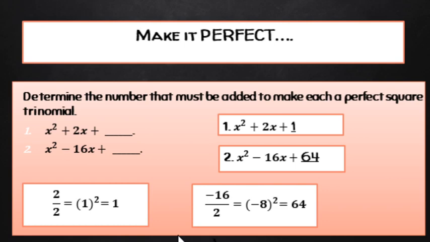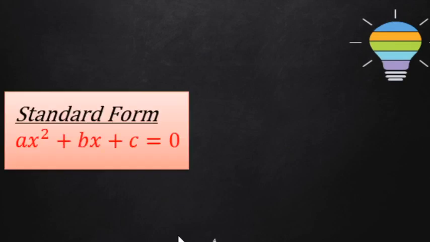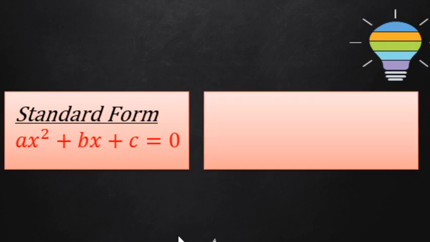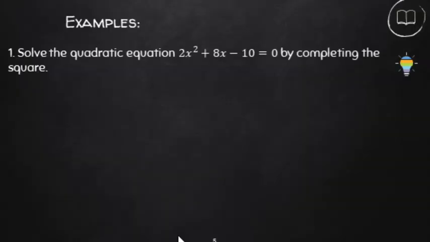Another way of solving quadratic equations is by completing the square. This involves transforming the quadratic equation ax squared plus bx plus c equals 0 into the vertex form, the square of the quantity x minus h equals k, where k is greater than or equal to 0. Let's take now the first example. Solve the quadratic equation 2x squared plus 8x minus 10 equals 0 by completing the square.